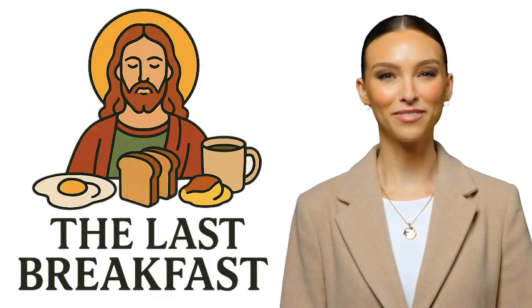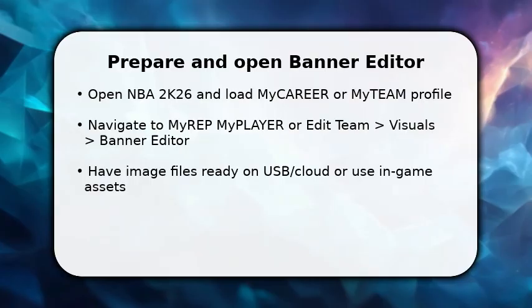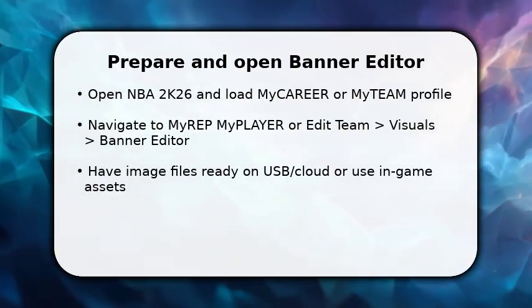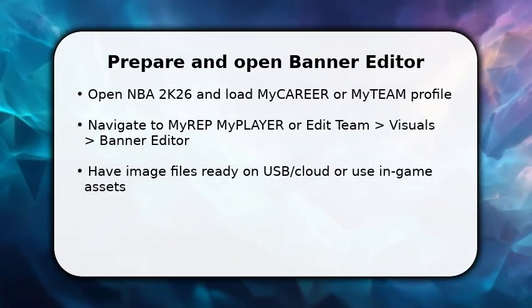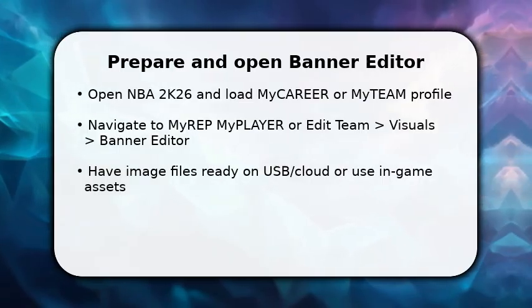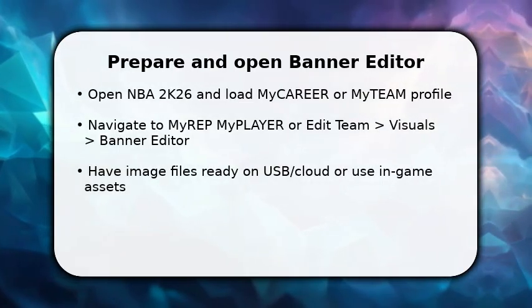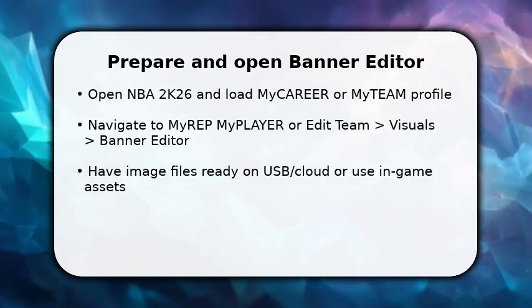Please enjoy the video. You start by launching NBA 2K26 and loading the save with the banner you want to change. Once loaded, go straight to My Player or your team's visuals menu and open the banner editor. This is where edits happen.